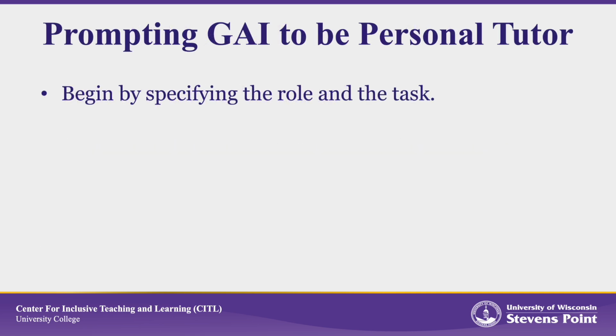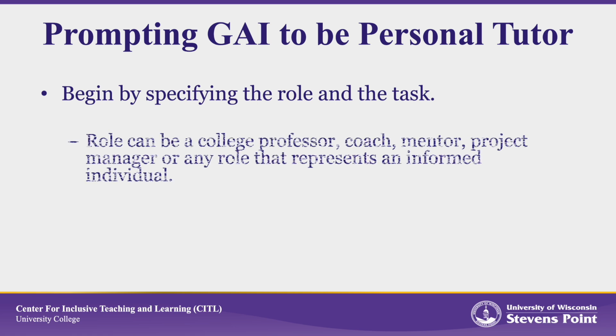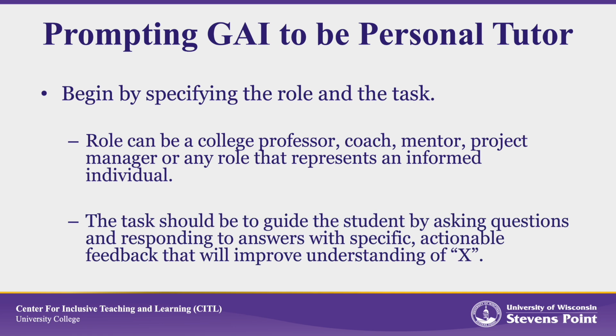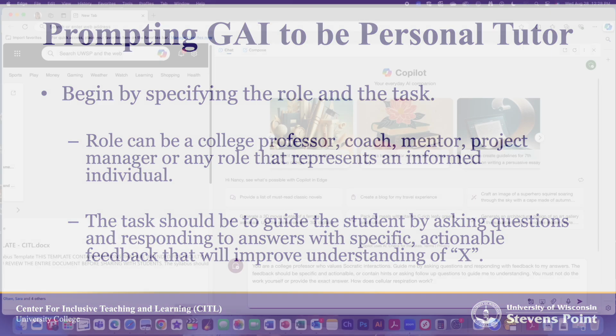In writing this prompt, it's important to specify the role the AI is expected to play and the task it is set to. The AI should occupy the role of any informed individual, be that a professor, a coach, a teacher, or a project manager, anybody who would know more than the student. The task set for it should be to guide the student by asking questions and providing specific, actionable feedback to the student's responses to the questions that will improve their understanding of the topic at hand.